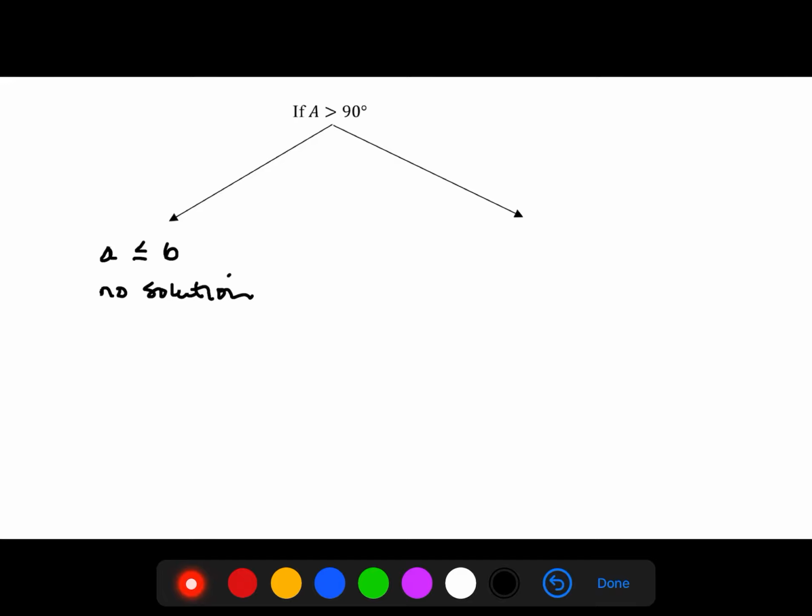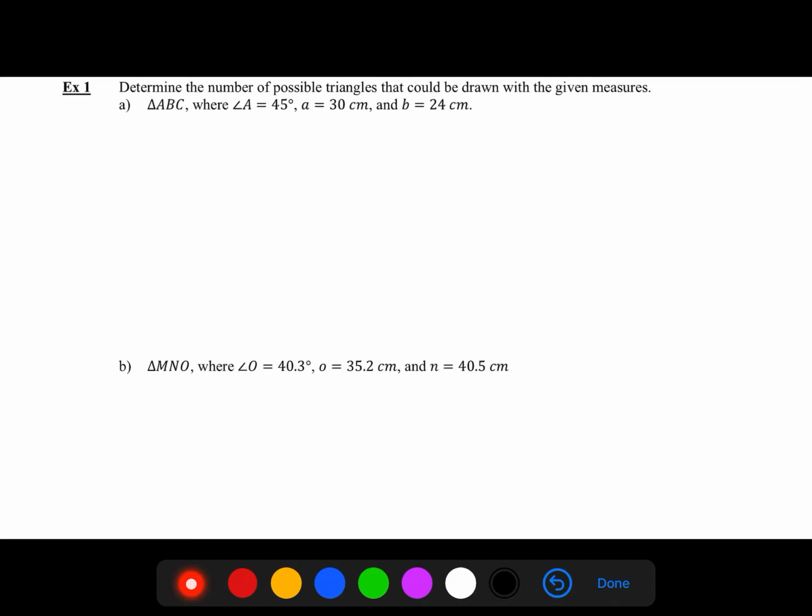If our angle is greater than 90, but A is less than or equal to B, there's going to be no solution. If A is greater than B, we're going to have one solution. So to start with, you might want to have this little chart in front of you to help you, but on a test or a quiz or anything like that, you wouldn't have that. So you do want to understand why those make sense.